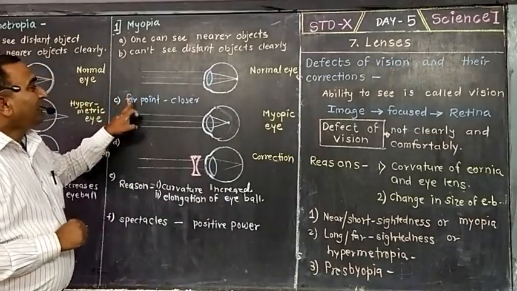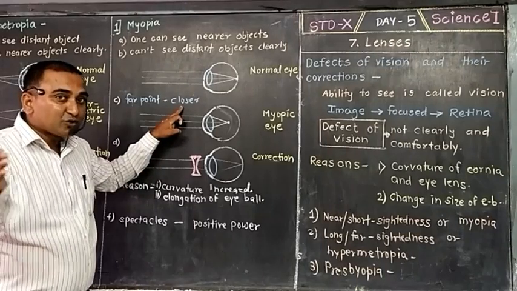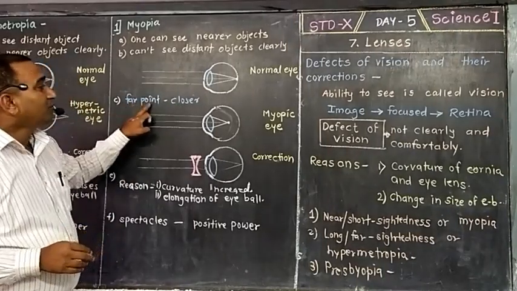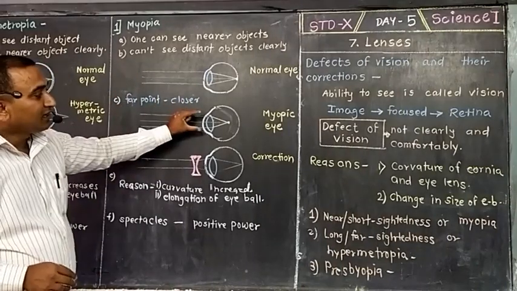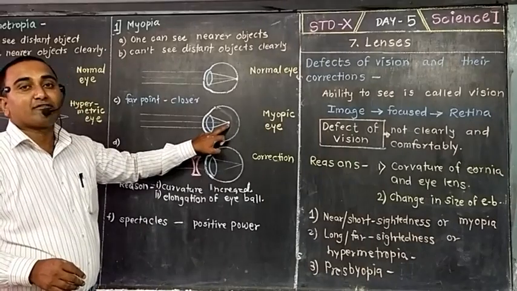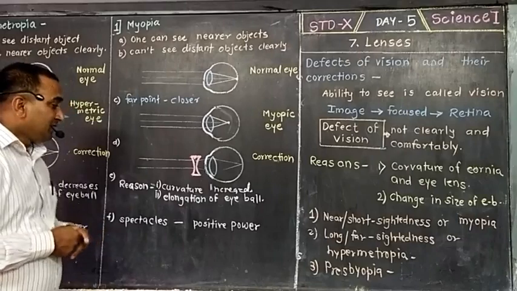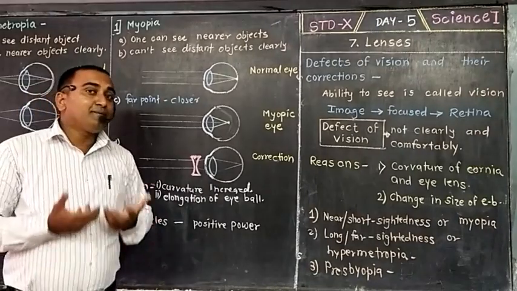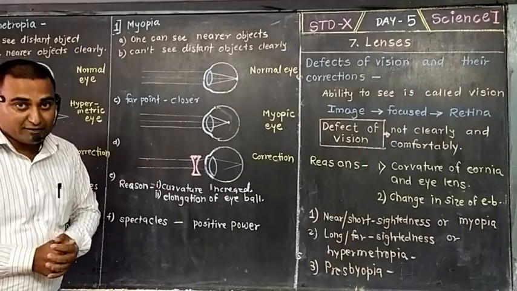But here, the far point, which is at infinity, has moved towards the eye. That means the far point is closer to the eye. Due to that, convergence is more and the image is forming in front of the retina. That is the main problem. Okay, then what should be the correction for such a defect?